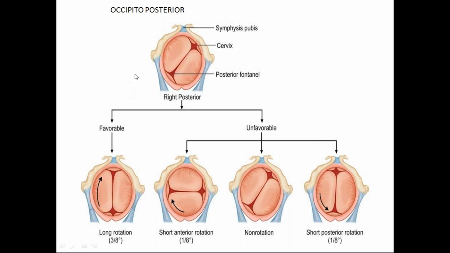Okay, so here it is the occiput, right? This is the pubic symphysis, and this is the occiput. So most of the times, if it is favorable, the occiput takes a long internal rotation. So first it becomes transverse, then it goes anteriorly, right? This is 45 plus another 90 degrees. It takes a 135 degrees rotation. This happens in favorable conditions.